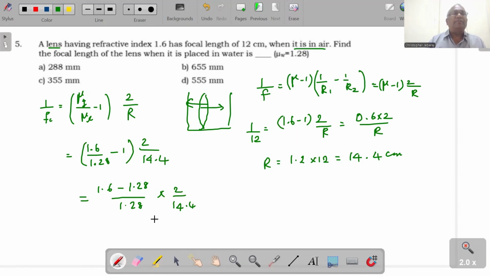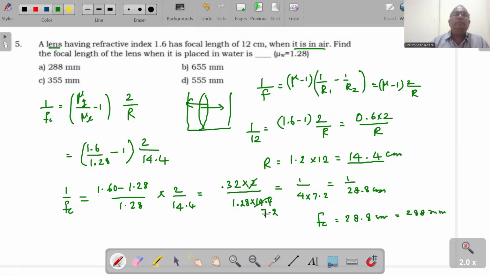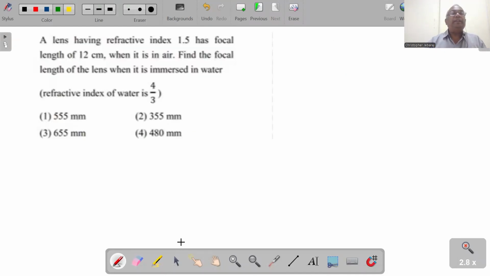Okay, the focal length of the combination comes around 1.6 minus 1.28. When we subtract this value, you'll get 0.32 into 2 divided by 14.4. 2 we cancel, 7.2. This becomes 1 by 4. Then when we calculate, 28.8 centimeter. So FC will be equal to 28.8 centimeter, but the answer is given in millimeter, so 288 millimeter is the correct answer. Okay. This sum is similar to that of the previous sum.